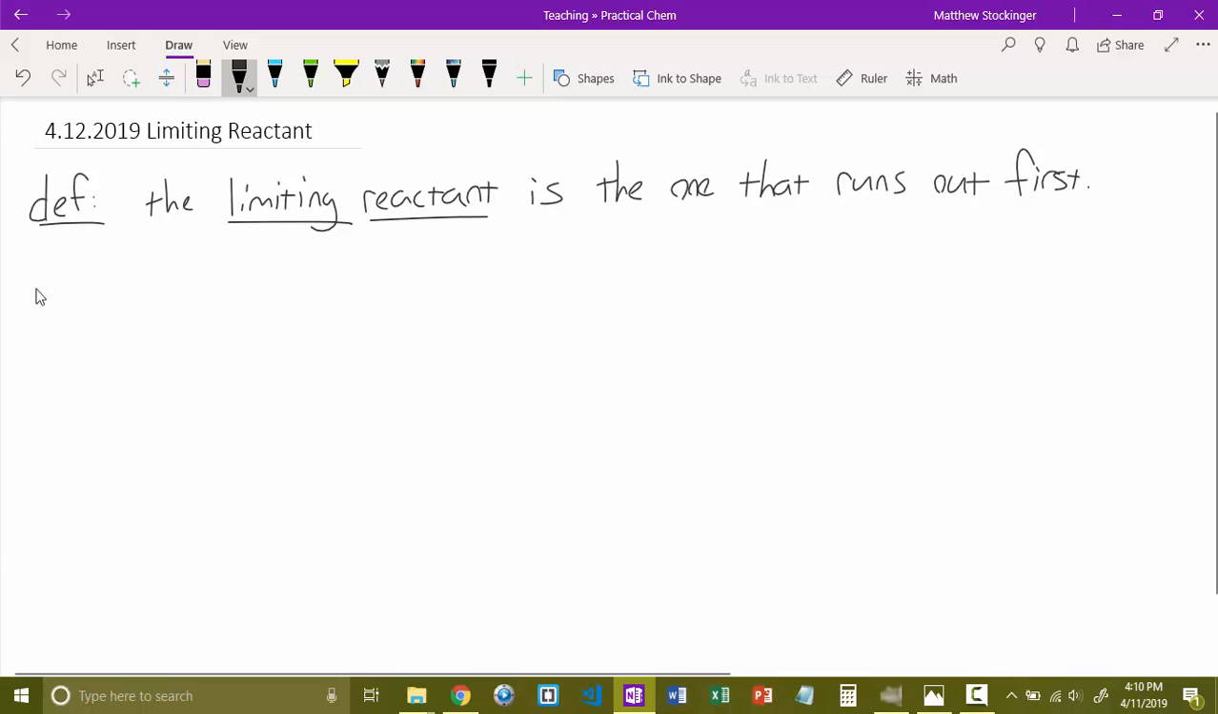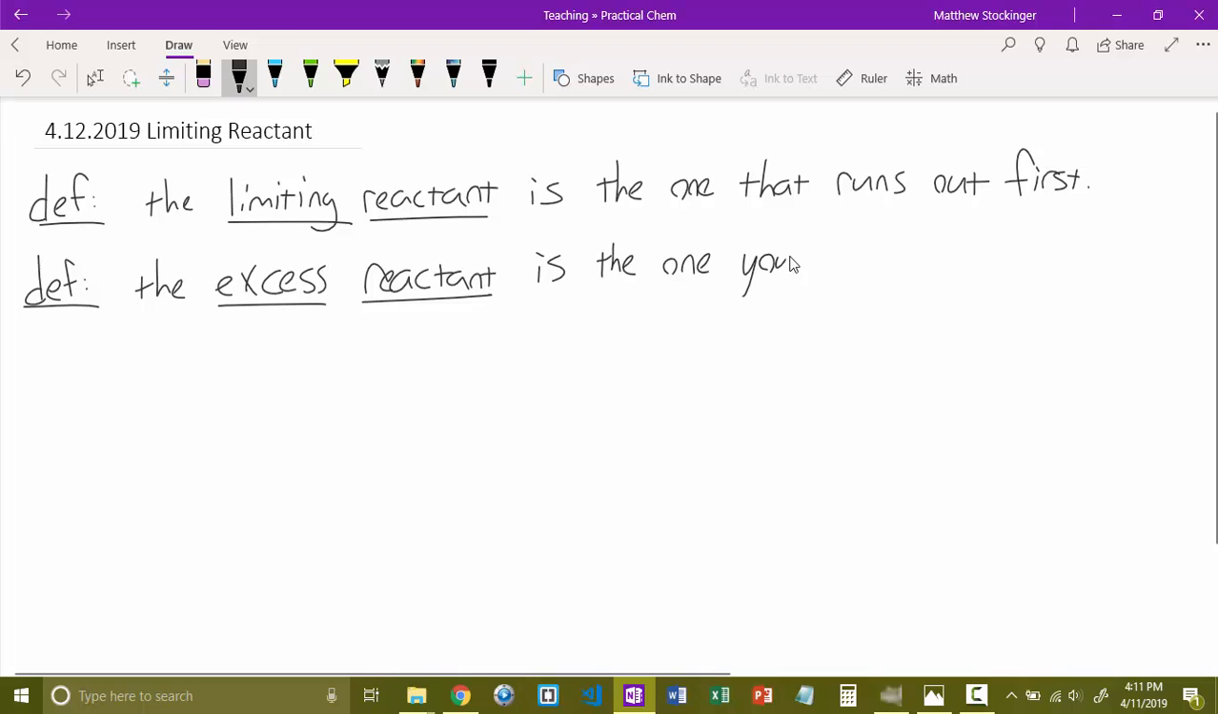The opposite of the limiting reactant is called the excess, and that's spelled E-X-C-E-S-S, excess reactant. And you have more than enough of the excess reactant, right? You could almost say you have "too much." I'm going to put that in quotes because it's not like you need to use less. It's just the one that you have more of.